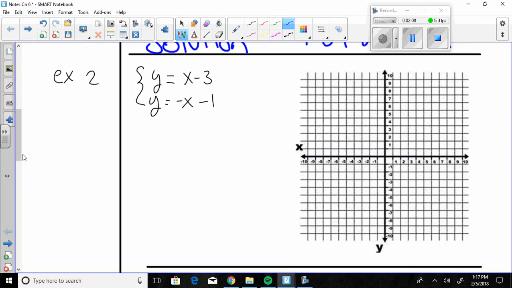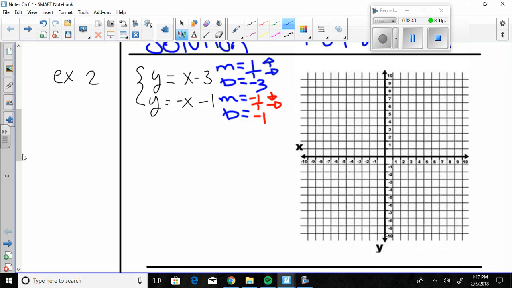So now we need to find that point. Instead of having it given, we need to find that point where the two meet. So we're going to graph, and anytime we graph, we need two things. We need our m, we need our b. So our m is whatever's in front of the x, which is 1. So writing down the fraction, it's 1 over 1. We're going to go up 1, right 1. Our b is negative 3. In our second equation, our m is negative 1. So down 1, right 1. Our b is negative 1.